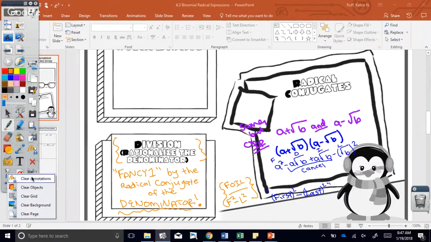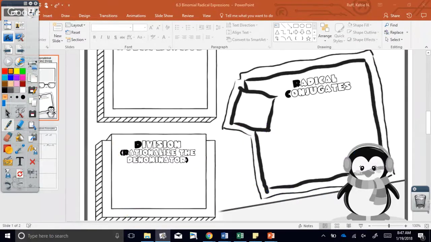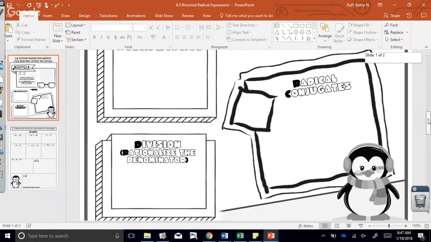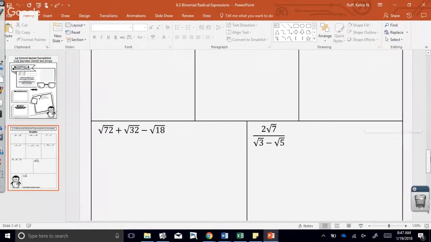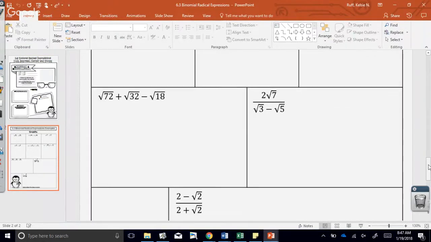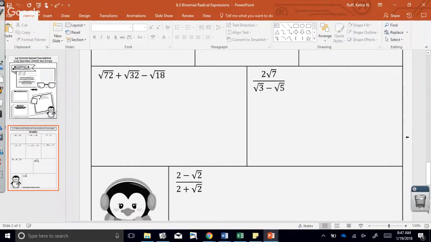Okay, with this, we're going to go to your second page. We've done all the first problems. The only ones we haven't finished are the last two on the bottom. So today we're going to focus on this problem down here. Starting with the first one.